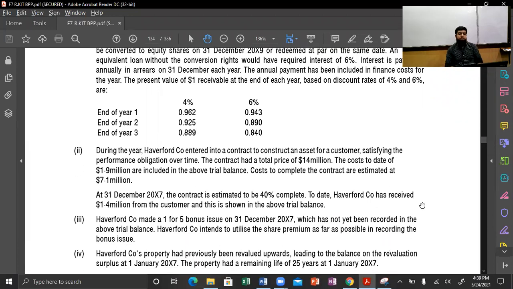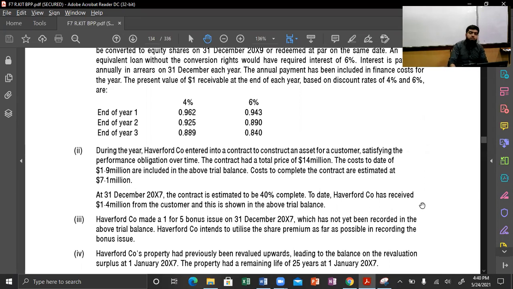Adjustment number two: during the year, the company entered into a contract to construct an asset for a customer, satisfying the performance obligation over time. The contract had a total price of $14 million. The cost to date of $1.9 million is included in the above trial balance. Cost to complete the contract is estimated at $7.1 million. At 31st December 2007, the contract is estimated to be 40% complete to date. However, the company also has received 1.4 million from the customer, and it is shown in the trial balance above.